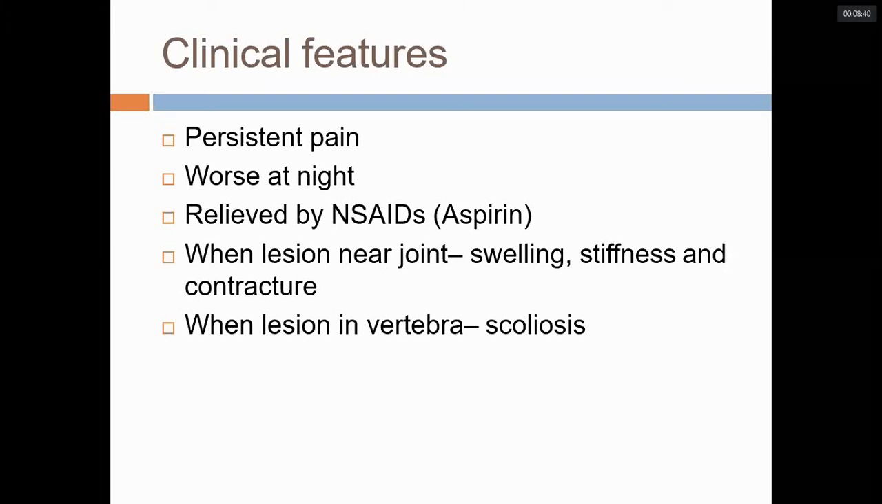When the lesion is near the joint, it causes swelling, stiffness, and contracture of the joint. And when there is a lesion in the vertebra, it causes scoliosis.